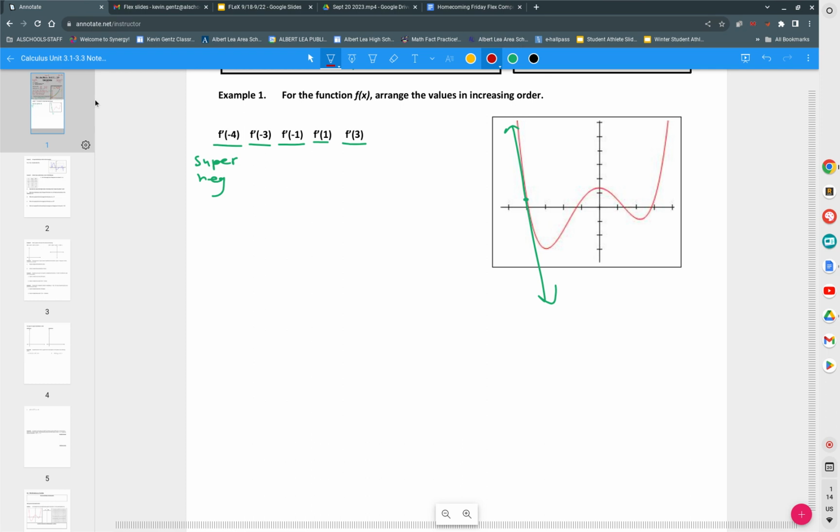Okay. What about the derivative at -3? What do you notice about the slope or the derivative at -3? How would you describe that? It plateaus. What do we call that kind of slope? Zero. Then I've got slope at -1. So I could go over to -1 and I want to look at the slope there. How would you describe that slope? Yeah, it's positive.